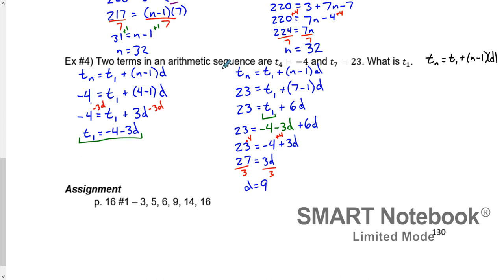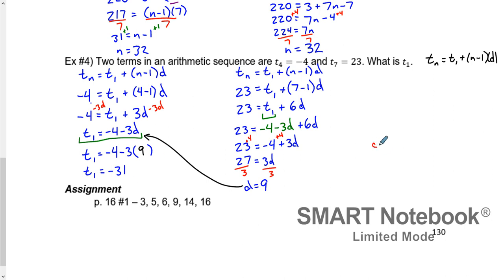We can now take this d and plug it in over here to find out what term 1 is. Because term 1 is -4 subtracting 3 times our d value, which is 9. You plug it straight in, 3 times 9 is 27, so -4 subtract 27. Term 1 is -31.